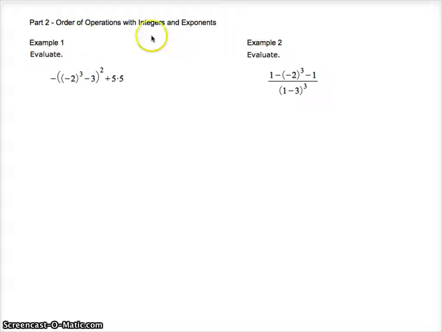Hello, welcome to Order of Operations with Integers and Exponents. This is part 2 of our Integers and Exponents videos. We're going to jump right in and look at example 1.